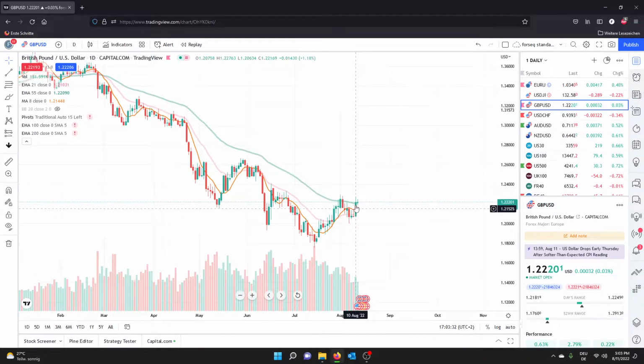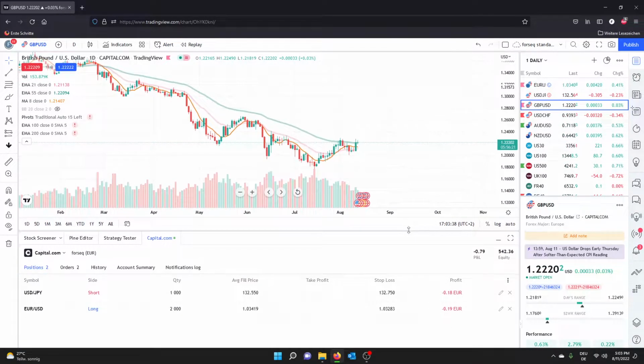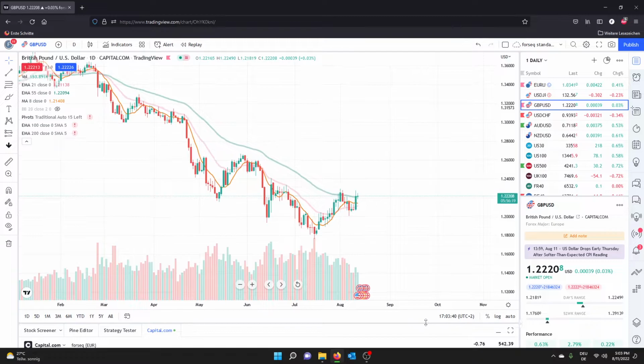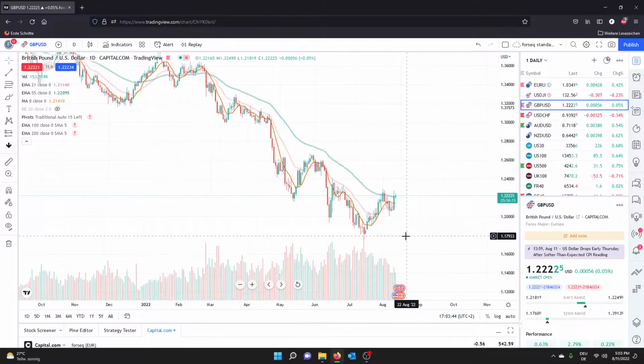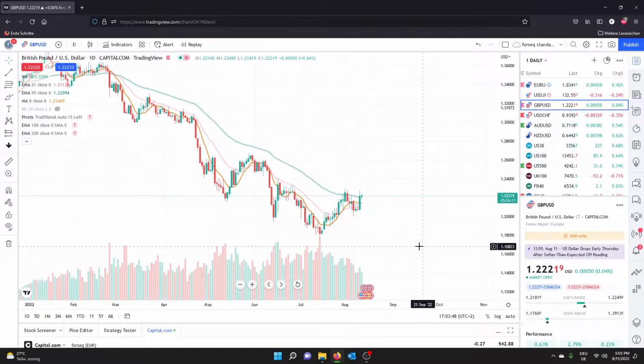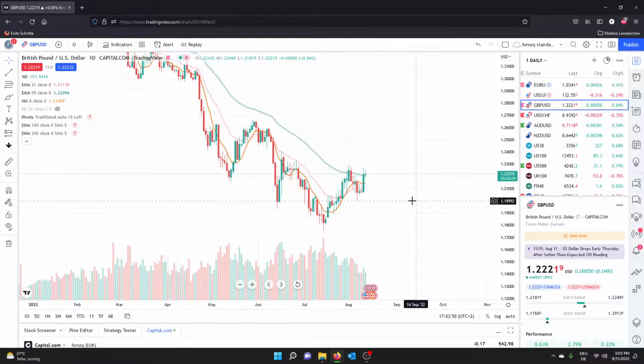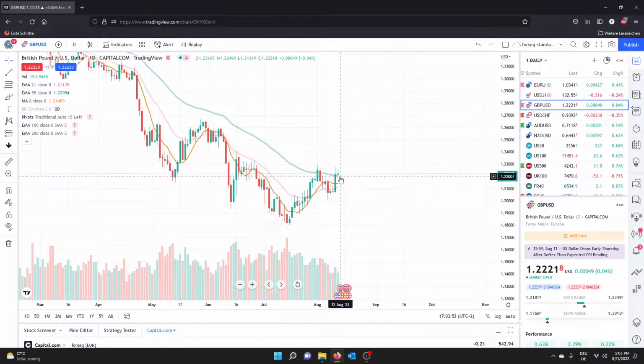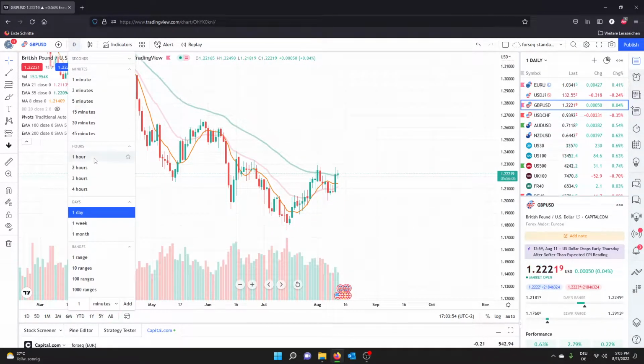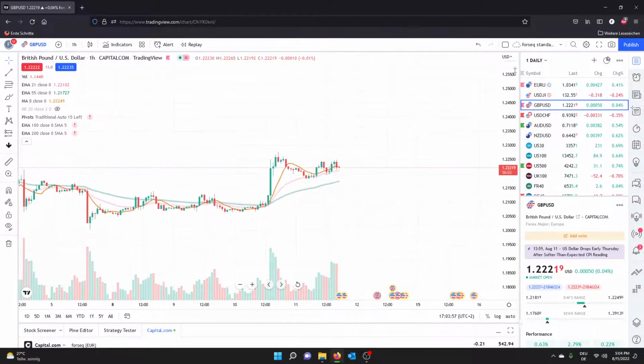Maybe this could form some kind of a double top. Typically I don't really care about chart patterns on their own, but on the right level they could be interesting. So maybe we could make a short trade here. I look at the lower time frame.